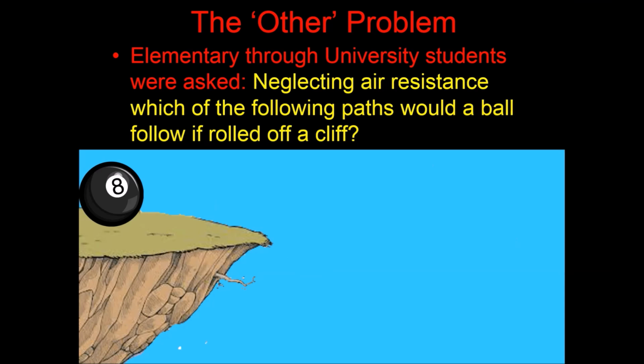So, when we're looking at these kinds of misconceptions, there was a large-scale survey, and elementary through university students were asked: if you neglect air resistance, which of the following paths would a ball follow if it rolled off a cliff?